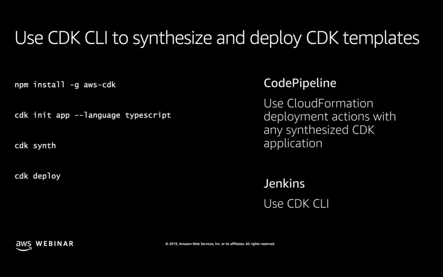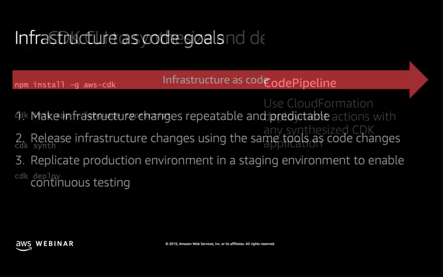So to control the CDK, there's a CDK CLI. So this is generally how you use it. And in CodePipeline, you can use CloudFormation deployment actions with any synthesized CDK application. And in Jenkins, you can just use this CDK CLI and install that on your Jenkins instance. So that's infrastructure as code.